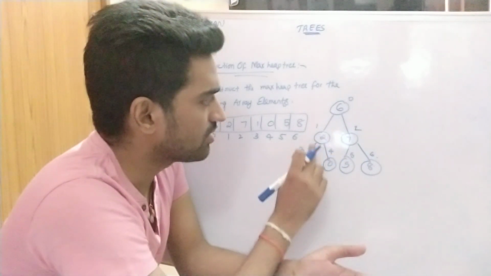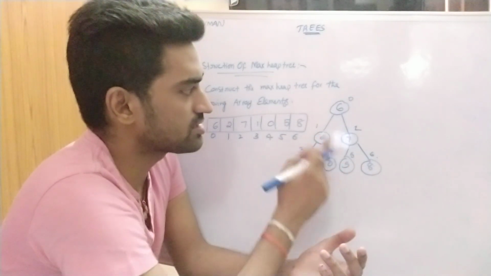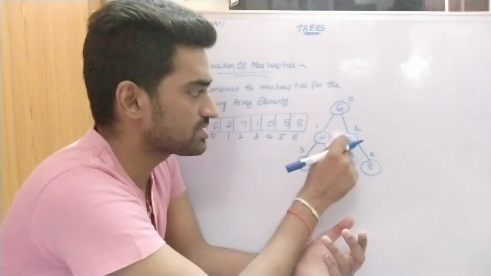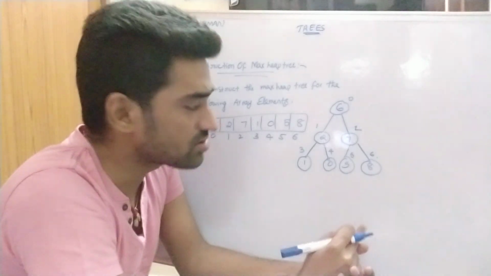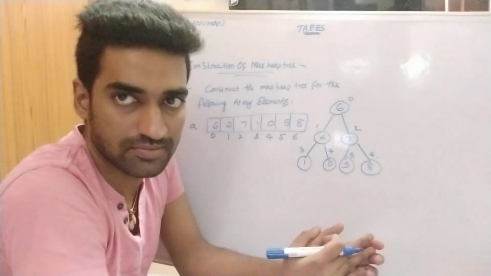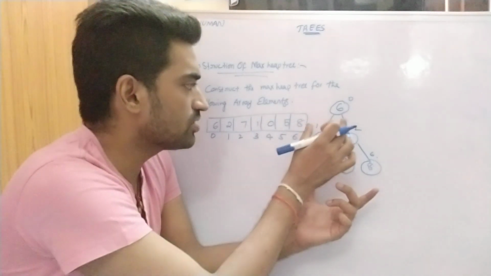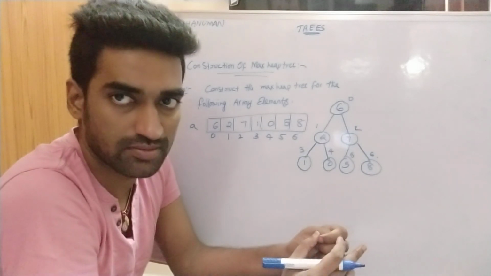So what is the max heap tree property? Root node is always greater than its children. So what are the children for 6? 2, 7. Here 7 is greater in value when compared to its parent, right? So that's why this is not a max heap tree. So what is our aim here? I want to convert this complete binary tree into a max heap tree, right?